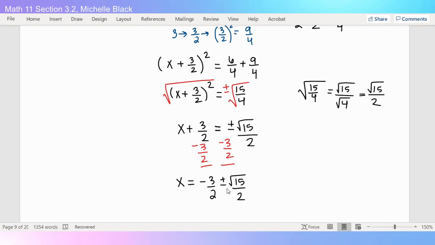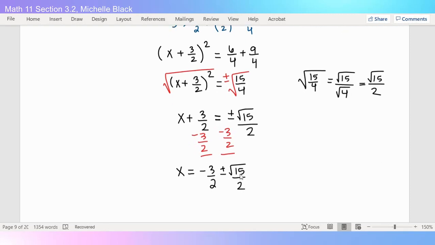Notice these are our two solutions. Normally when we would be able to factor a quadratic equation, we get back two solutions. Not always, but a majority of the time. I think in our last example, we got x equals 6 and x equals 2. So in here, I would have x equals negative 3 halves plus the square root of 15 over 2, and x equals negative 3 halves minus the square root of 15 over 2.